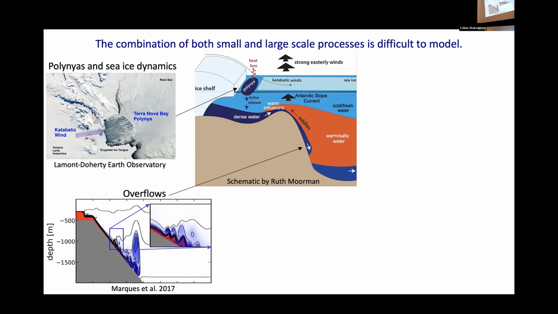Mixing that occurs as these overflows flow down the slope. This is a particularly difficult problem to model because of the way that the bathymetry is resolved in the model. It ends up being steady, and so you end up with too much mixing, usually, in models.